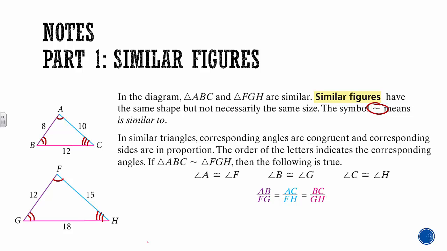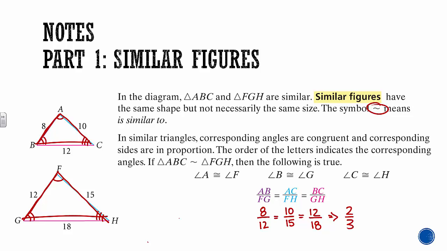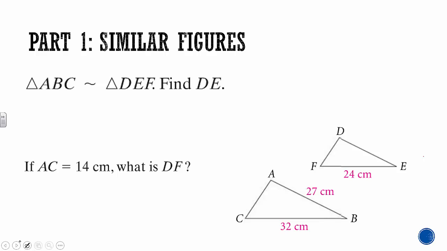When they say the side lengths are proportionate, that means if I take this distance, A to B, and divide by F to G, that's 8 over 12. That's exactly the same thing as A to C, which is 10, divided by F to H, which is 15, which is exactly the same as B to C and G to H, which is 12/18. If you simplify each one of these, you end up with 2/3. They're all equal, so that means that all of the sides are in proportion. So we're going to use that to solve some problems.